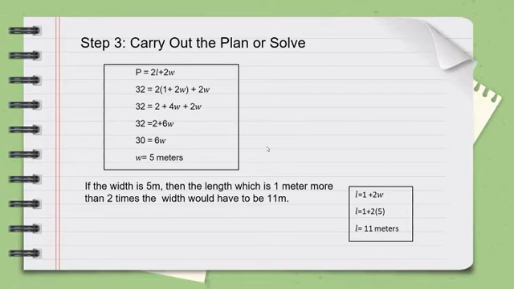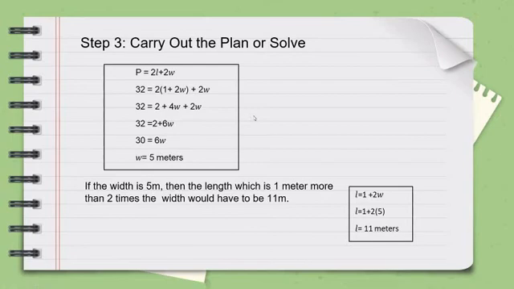Okay, applying the different concepts, you say that W is equal to 5 meters. So if the width is 5 meters, then the length is 1 meter more than 2 times the width. So length is equal to 1 plus 2 times 5. Therefore, that's 11 meters. So this is an example of a problem that can be solved using an equation or a formula. So we have different ways.